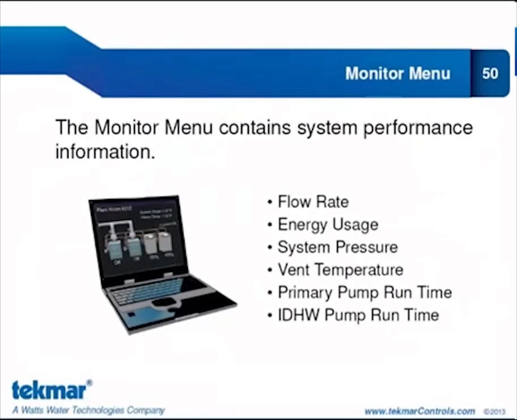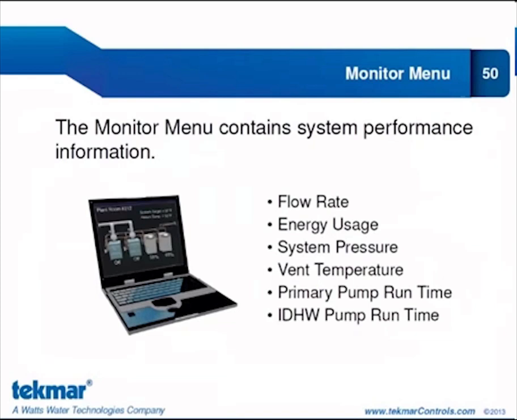A separate monitor menu exists for the system performance information, and this monitor menu will not have a number attached to it. It will simply read monitor menu. Information in this menu includes the flow rate. Of course, you will only see flow rate if you've connected a flow sensor. The flow sensor must be a 0 to 10 volt analog vortex style flow sensor, and the flow rate units are either gallons per minute or meter cubes per hour. If you have that flow sensor and you have a boiler supply sensor and a boiler return sensor, the 284 will automatically do an energy usage calculation. That information is also stored in the monitor menu in units of therms or kilowatt hours.